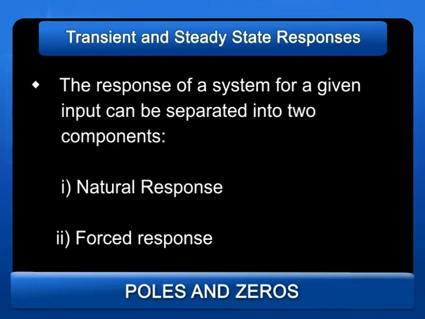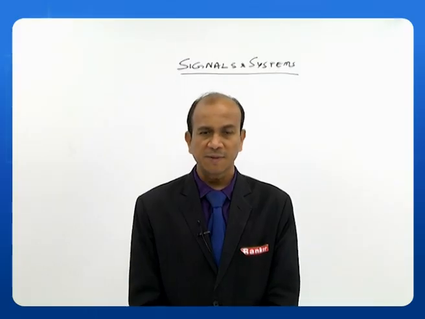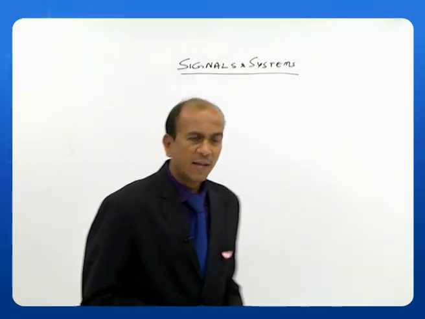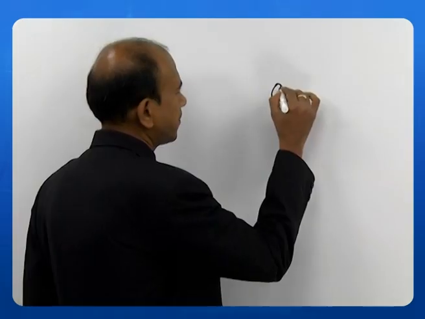Let us talk about the behavior of the transient and steady state responses of a system. What is a transient response and what is a steady state response of a system? Okay, the first point: the response of a system for a given input can be separated into two components, a natural response and a forced response. These are the two components of the response of a system, one being the natural response.